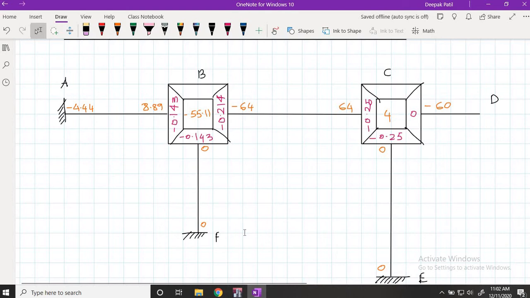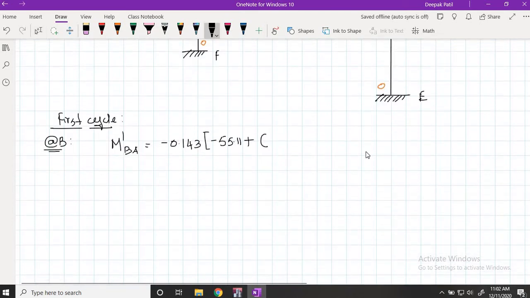Now support A and support F both are fixed, so the rotation contribution will always be 0. So I have to consider 0 and 0. Now for C, I have not yet started the calculation, so I don't know the value yet. You can start with the assumption of 0. So at A it is 0, at F it is 0, and at C you have not calculated, so you assume it as 0. This comes out to be 7.88.